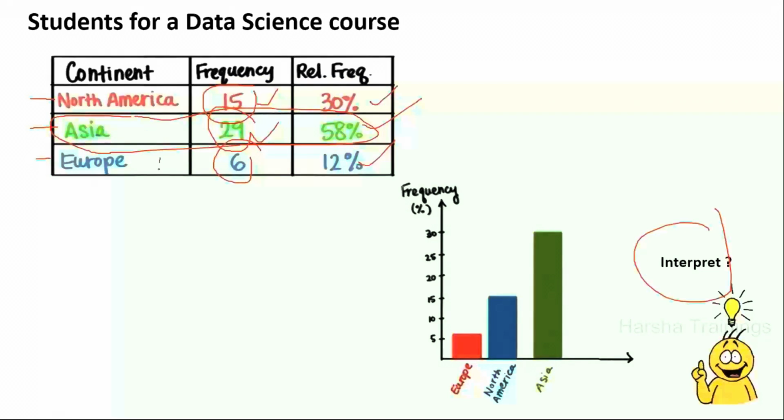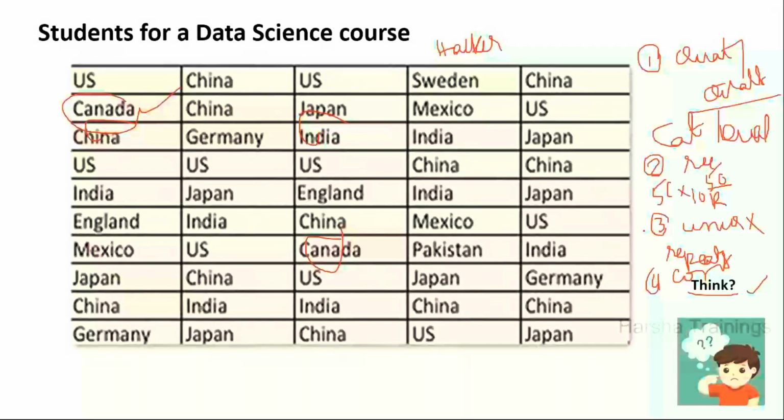Instead of concentrating on Europe, because its percentage is too low, just 10% or 12%, if I concentrate more on North America, can I increase the revenue of my organization? Same thing I'm representing in the form of bar graphs. Is it okay? This is how, by looking at the data, you should convert the data into analytics.